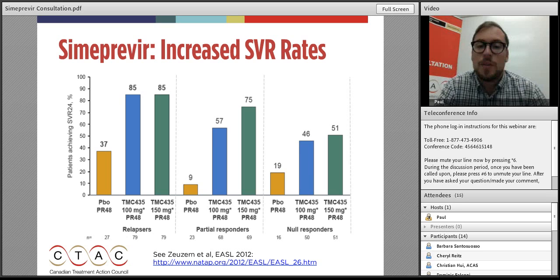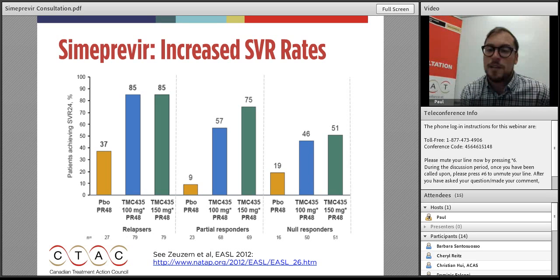This is the data, and an important thing to point out here is that this data comes from the phase 2 study, not the phase 3. So this is the only phase 2 data that I've included here. It comes from the phase 2, not the phase 3 study, of people who previously relapsed after taking hepatitis C treatment. I don't have access to that chart yet, actually.